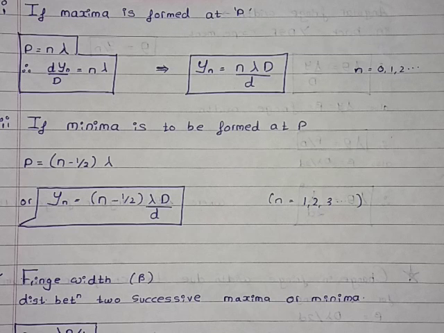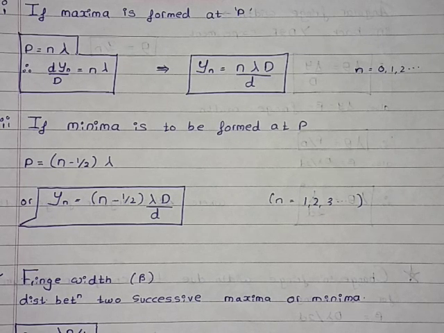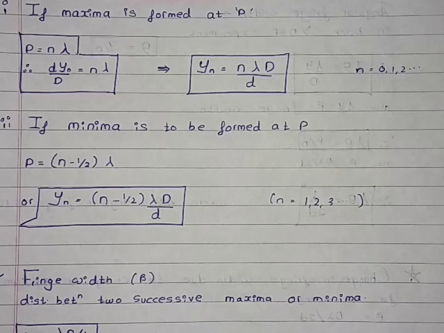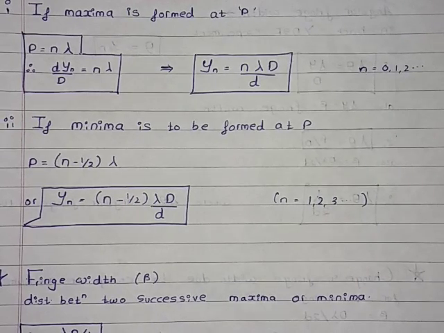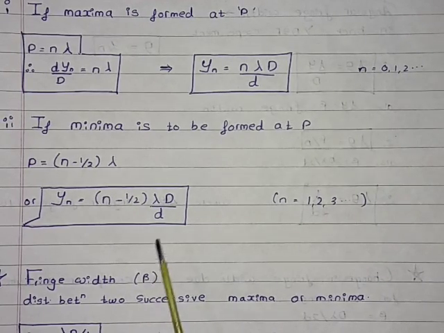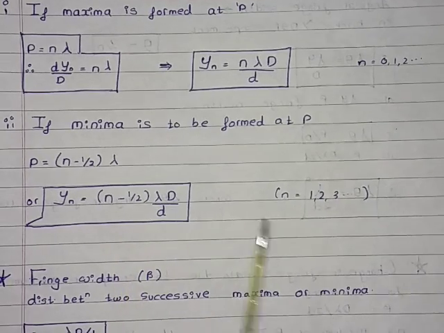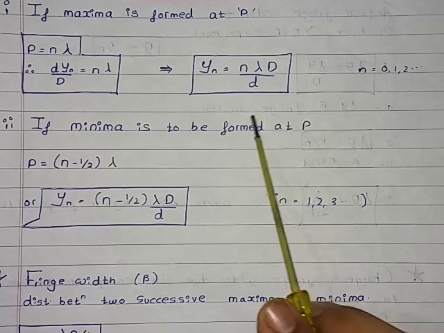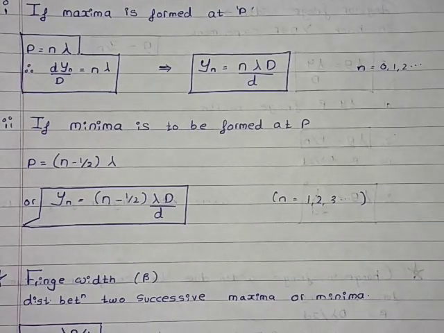Now if a maximum means the maximum intensity, then a minimum is formed at P when the path difference equals n minus half multiple of lambda, where n is again 1, 2, 3, and thus y equals n minus 1 by 2 times lambda capital D upon small d. Right here, it's not n, it's n minus 1 by 2.